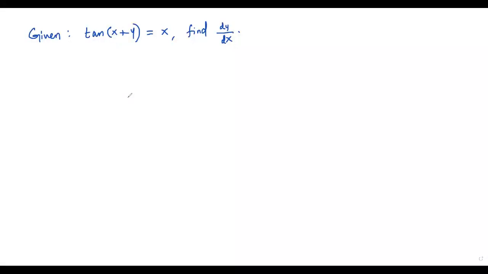Here we have a problem on derivative. There is a function given over here and we have to find dy over dx. Actually, this is an implicit function because this function is not solved for y in terms of x.